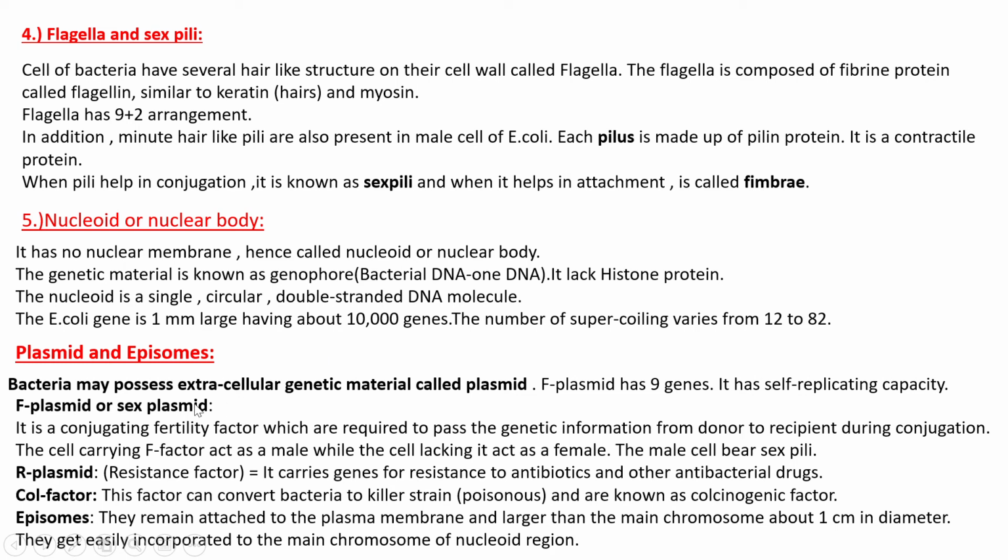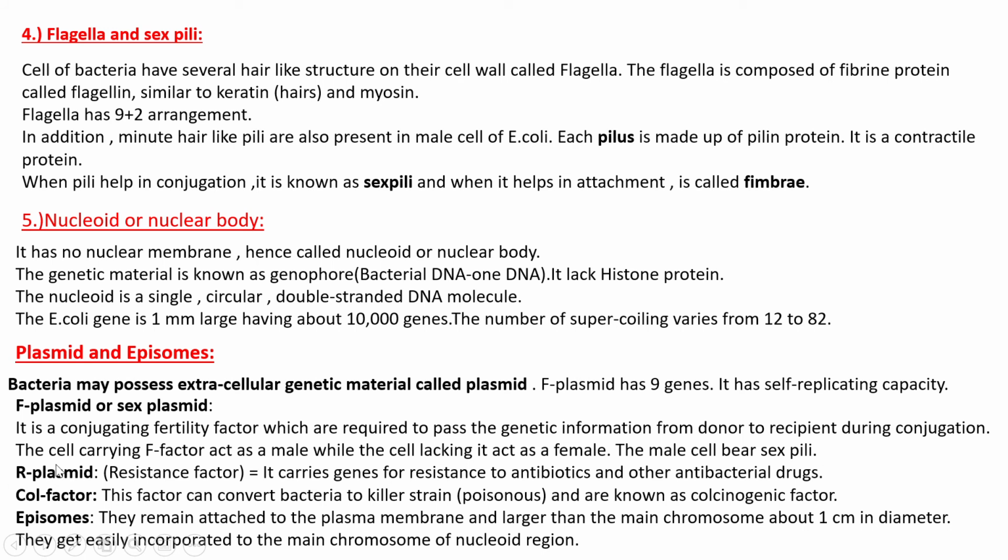Bacteria may possess extrachromosomal genetic material called plasmid. If a plasmid has 9 genes, it has self-replicating capacity. Then we will see what are F plasmid or sex plasmid. It is a conjugating fertility factor which is required to pass the genetic information from donor to recipient during conjugation. The cell carrying the F factor acts as a male while the cell lacking it acts as a female. The male cell bears sex pili.